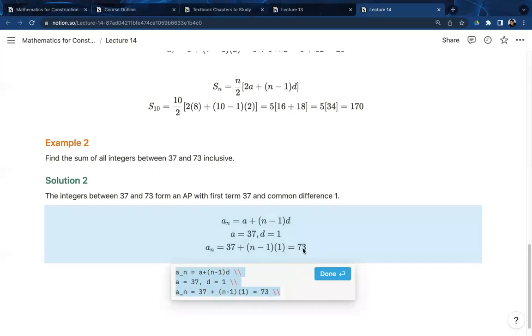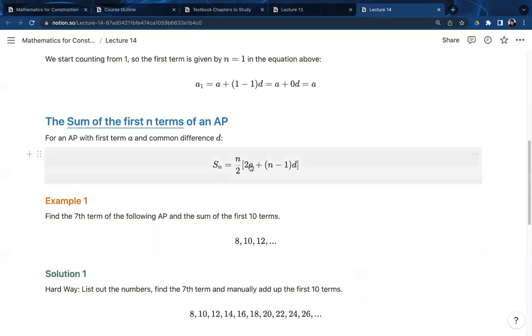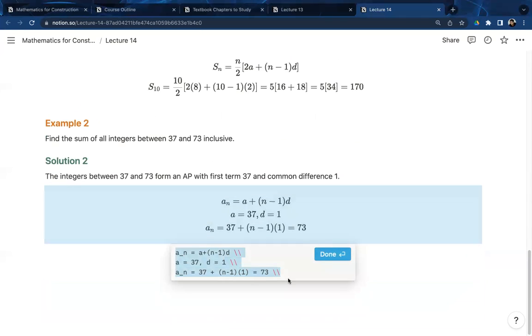I want to know what is the value of n such that the nth term is 73. Is 73 the 5th term, the 10th term, the 25th term? I don't know. I need to find out. Once I find that n, I'll just plug it into this sum formula here. I hope that's what you all did, right?